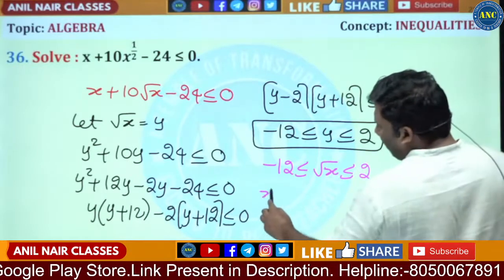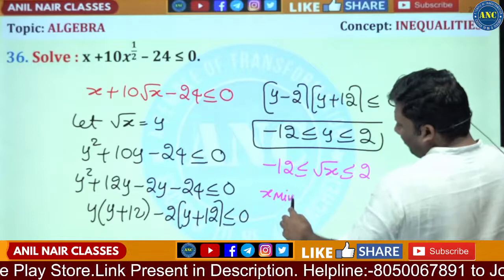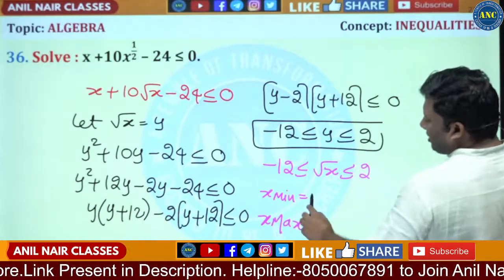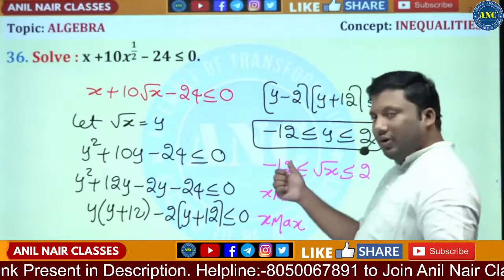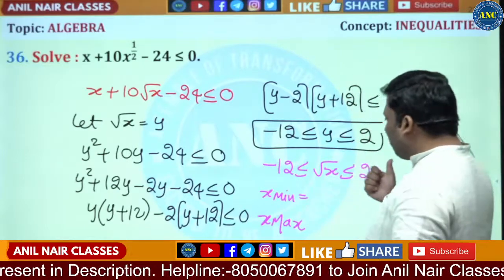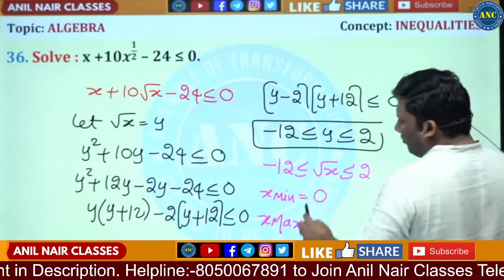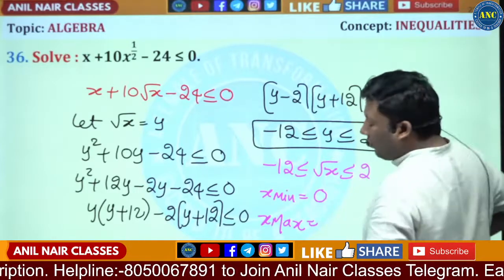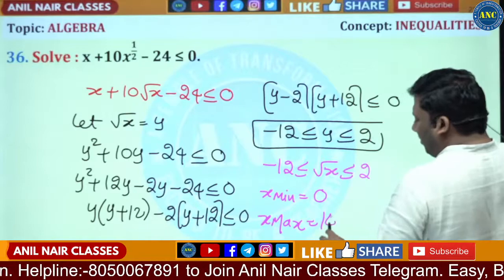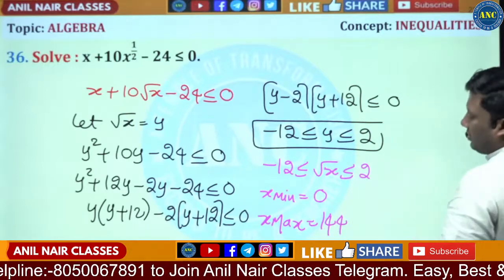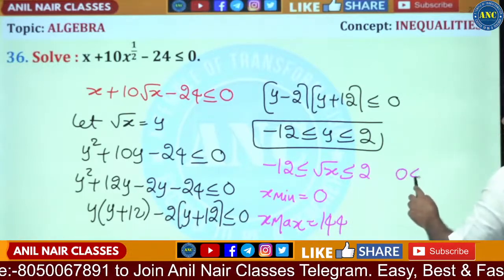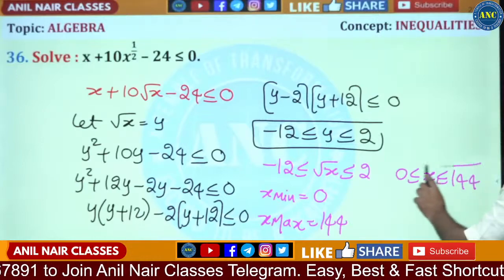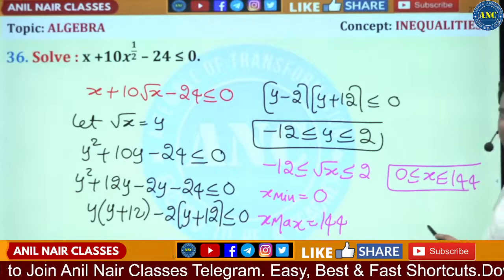I want x minimum and x maximum. Already we discussed for a square function, when you are moving from negative to positive, the minimum value will be 0. Maximum will be 2² = 4 or (-12)² = 144. Maximum will be 144. So 0 ≤ x ≤ 144.